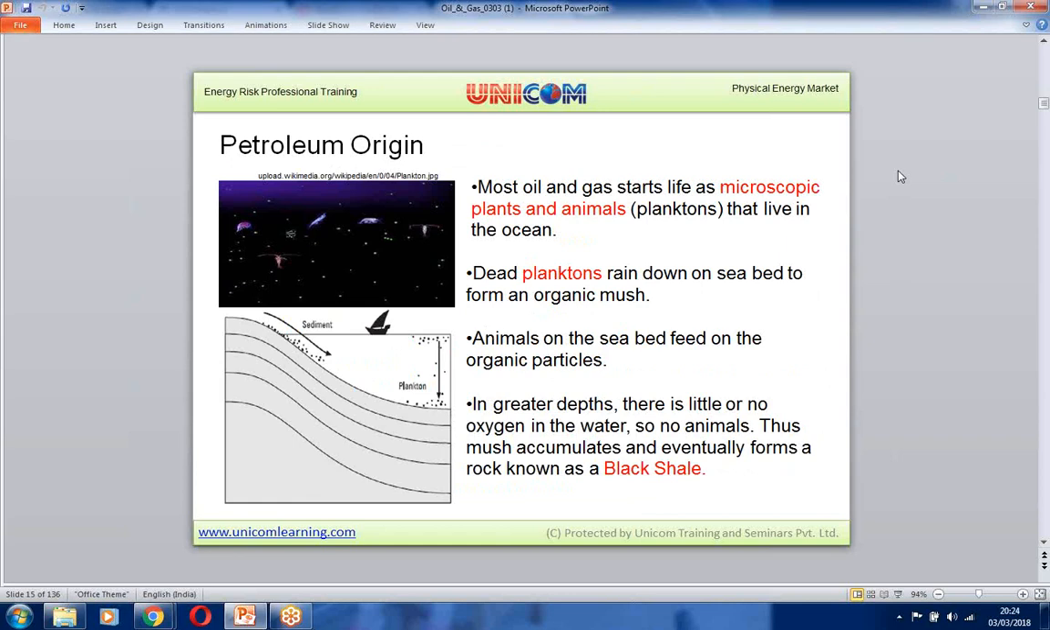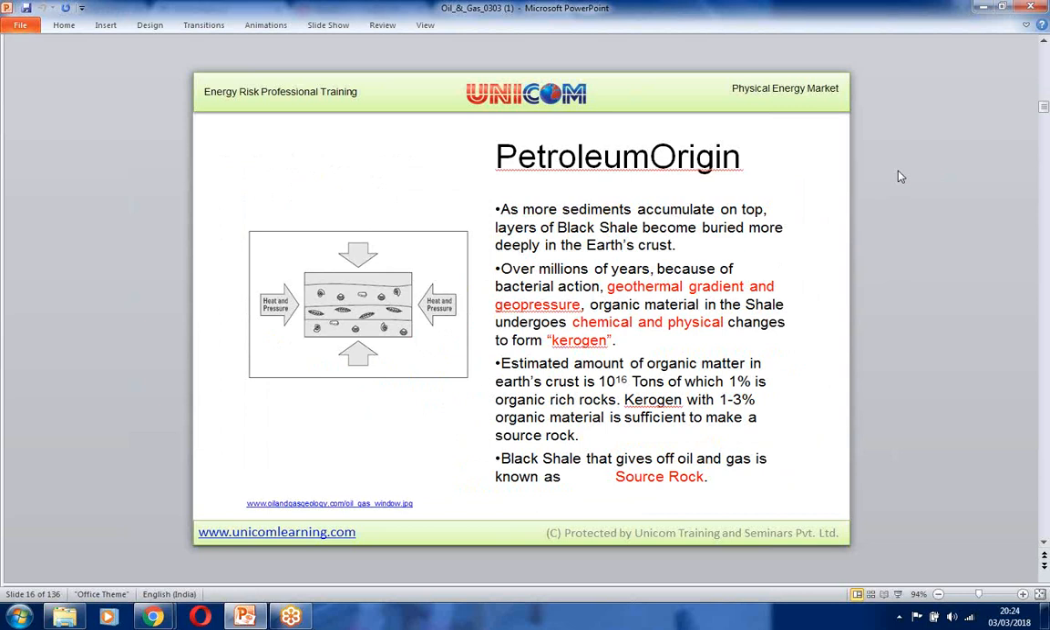And at greater depth, there is no oxygen. So this mush gradually, under the effect of high temperature and pressure, gets converted into black shale. This black shale is the origin of petroleum. As more and more sediments accumulate on top layers, the black shale becomes buried more and more deeply in the earth's crust. And over millions of years of bacterial action, geothermal gradient, geopressure, this organic material in the shale undergoes chemical and physical changes to form kerogen.